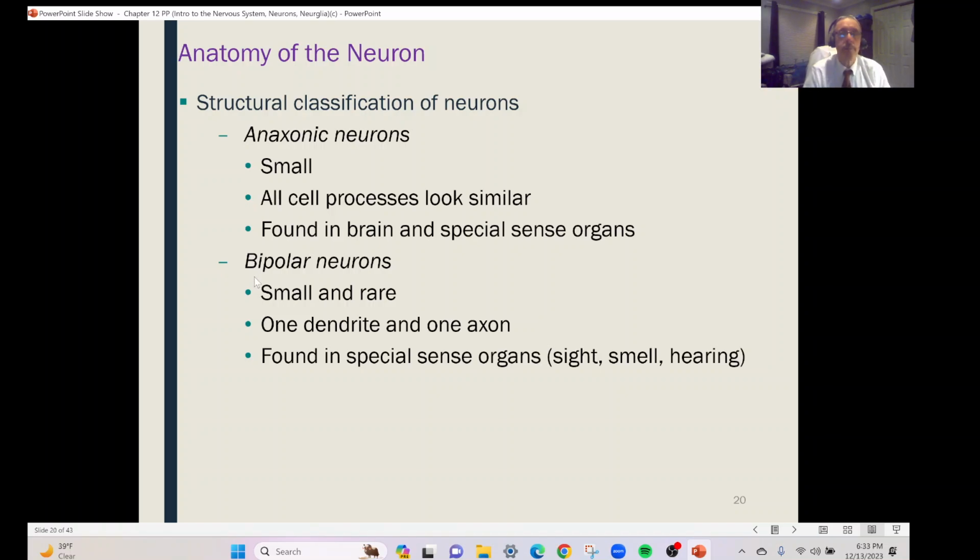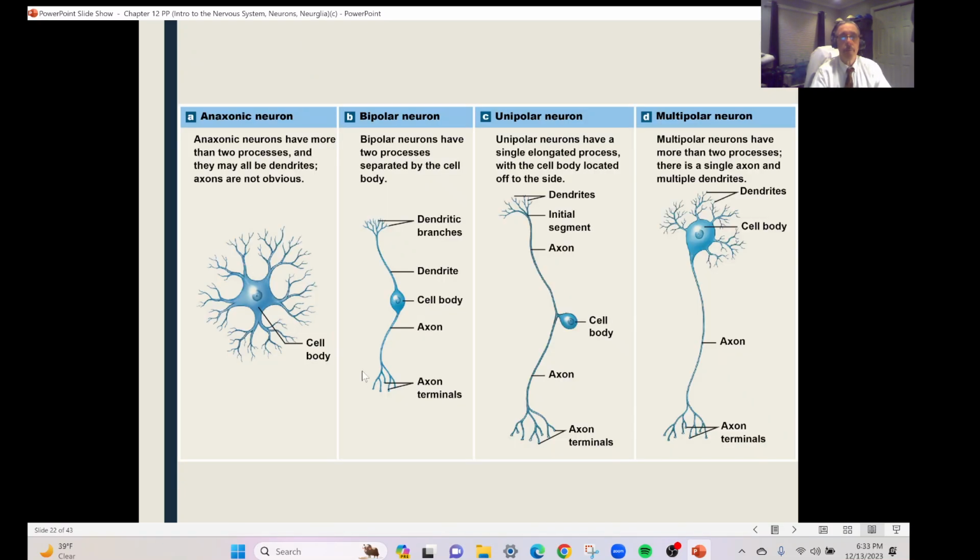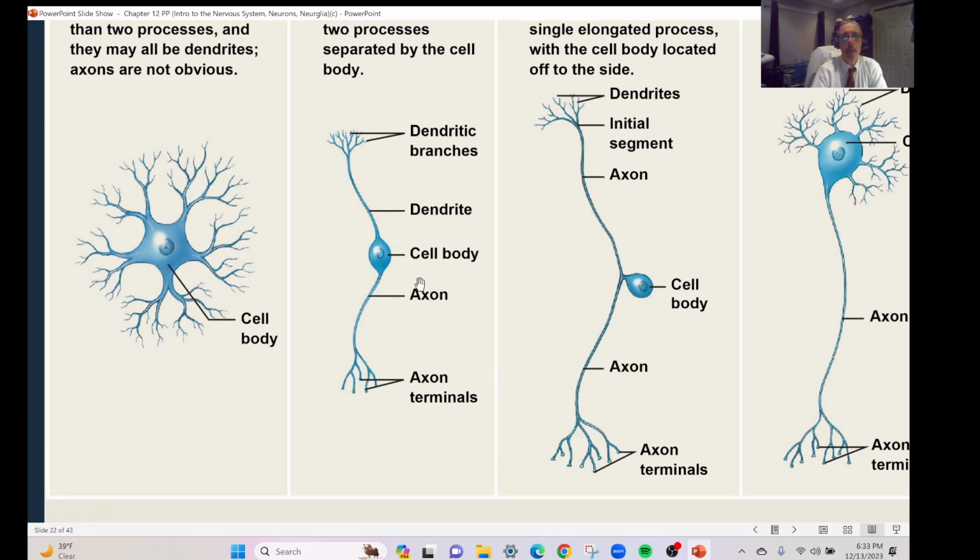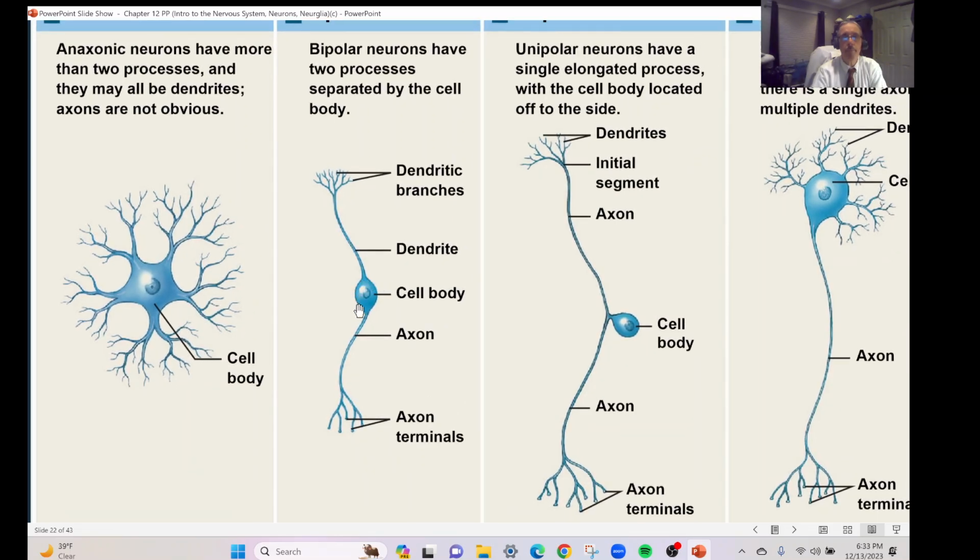The second type of neuron that falls under the structural classification is known as a bipolar neuron. So we know the prefix bi means two. If we look here at a bipolar neuron, here's the cell body, and then we have an axon on this side coming off the cell body, and then a common dendrite over here with dendritic branches. And at the end of the axon down here are the axon terminals. So they call it bipolar because the cell body has two processes extending off of it.